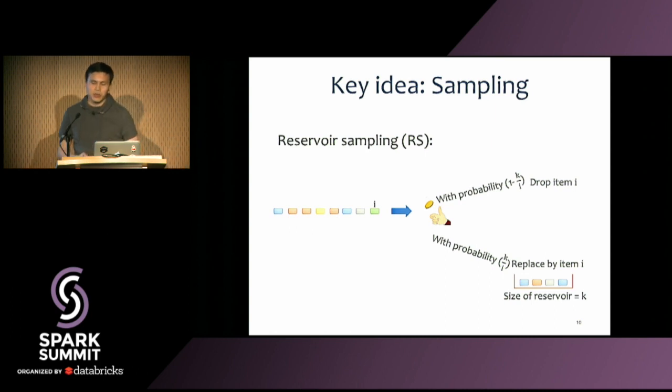The problem of this mechanism is that it is actually difficult to implement in a distributed manner, because we have to ensure a global view of this probability k divided by i.